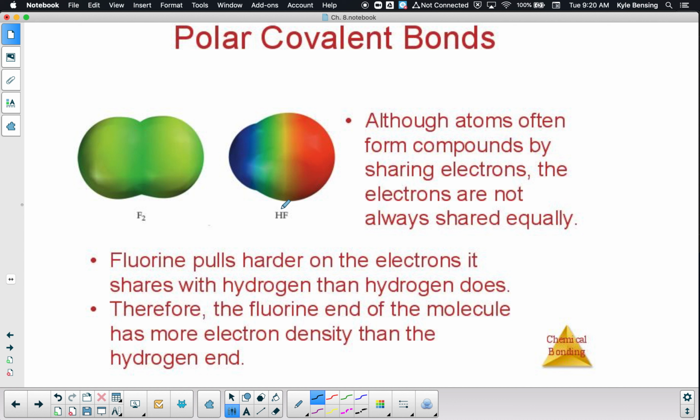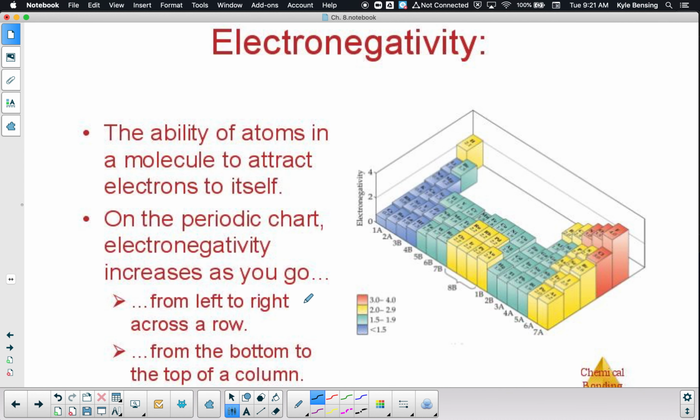So you can see it says here, although atoms form compounds by sharing electrons, the electrons are not always equally shared. Fluorine pulls harder on the electrons as it shares with hydrogen than hydrogen does. Therefore, the fluorine end of the molecule has more electron density than the hydrogen end would. Okay, so let's take a quick look at electronegativity.